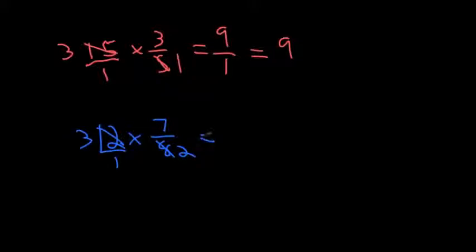So now I can multiply. 3 times 7 is 21. 1 times 2 is 2. Make this a mixed number. 2 goes into 21 10 times with 1 left over. So your answer would be 10 1/2.